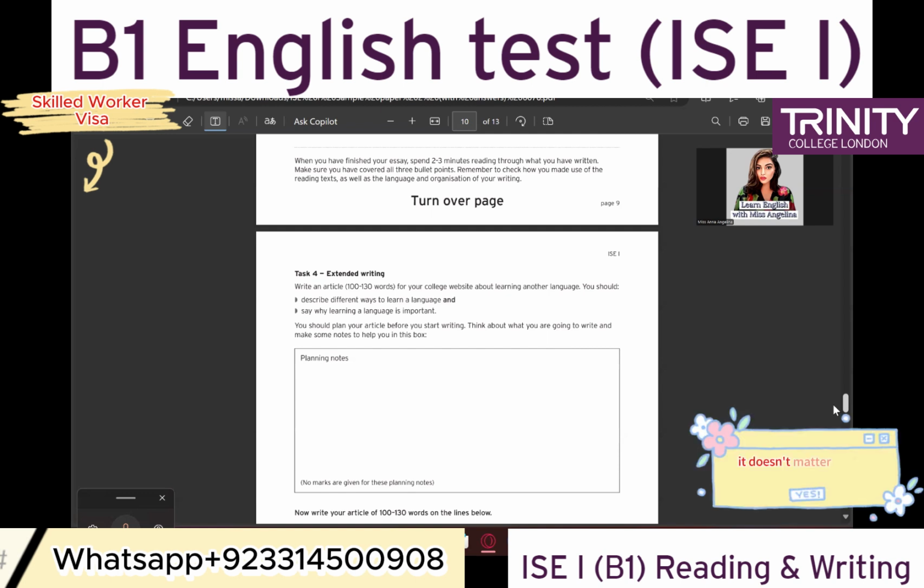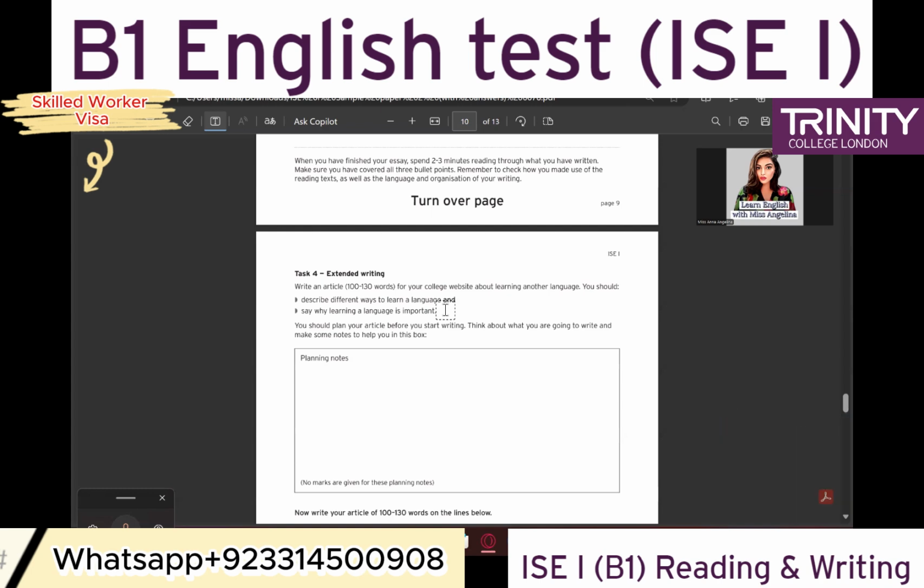It doesn't matter. You can just start off with hello friend. That's it. Main thing is this: answer these bullet points, describe different ways of learning a language. That's the main point. This is the information that the examiner wants from you.